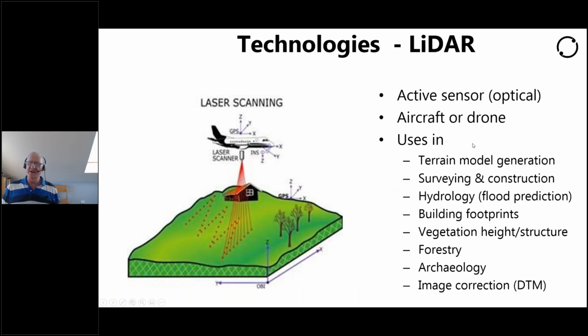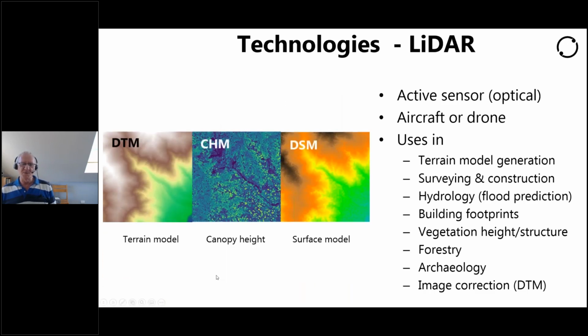The final technology I want to cover is LiDAR, and this again is an optical sensor where you're sending down an active laser pulse from the instrument, which hits the ground, gets reflected, and it's the time of flight of that laser pulse to the ground and back again that allows you to build up terrain models and canopy height models and surface models. So there's heaps of applications for this type of data, in particular surveying and construction, hydrology, looking at buildings, but also vegetation, height and structure.